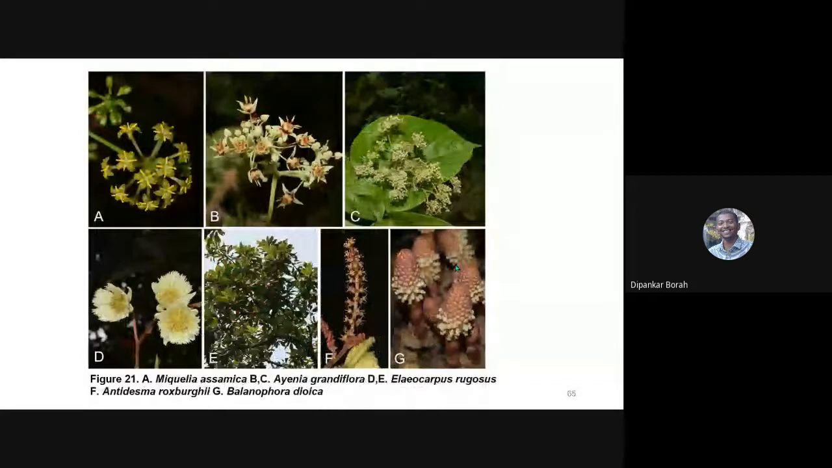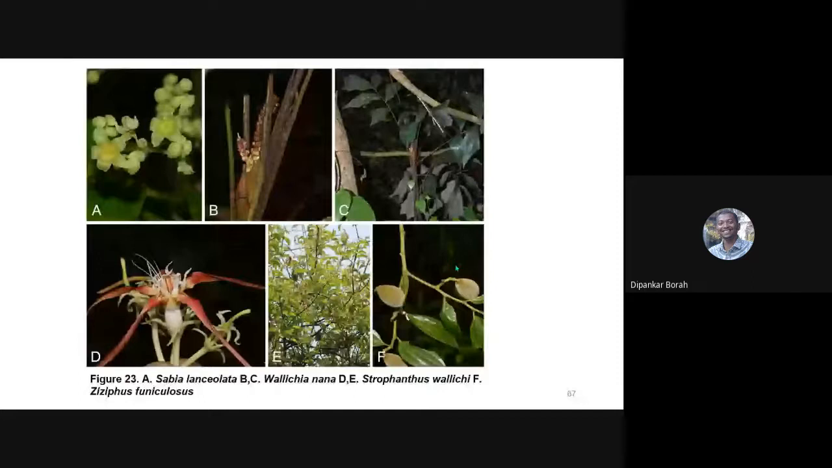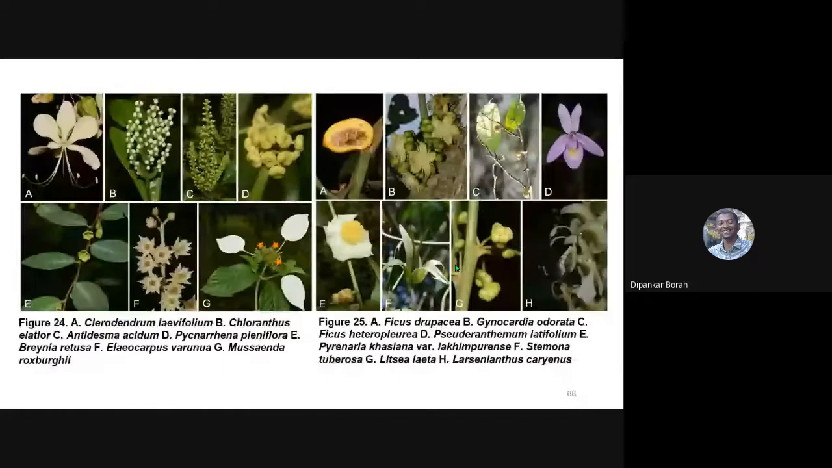Some flowers are very rare and were photographed for the first time in the world, such as Miquelia assamica, then Elaeocarpus rugosus, Aeginetia grandiflora, then Syzygium balsameum, Nyctocalos cuspidatus, Ophiopogon micranthus, Picrasma tolipenthus, then Wallichia nana, Strobilanthes wallichii. These are some of the very common plants of the forest.